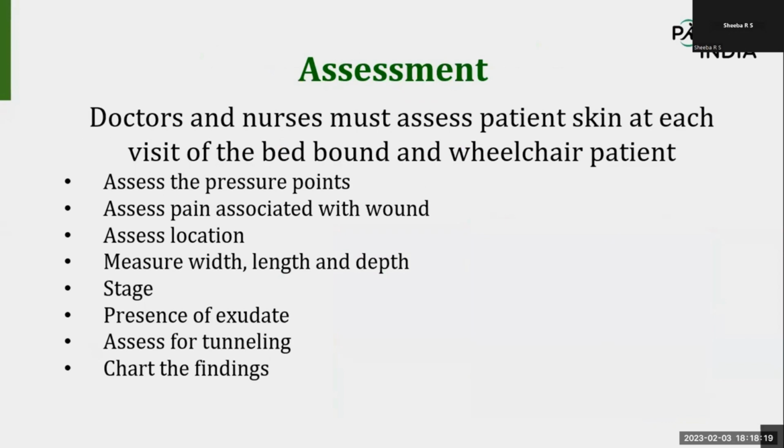Coming to the assessment, we need to assess properly, doctors or nurses. If you visit these kinds of patients, either a bedbound patient or a wheelchair patient, we have to assess properly. So what are the things we need to assess? Assess the pressure points. So we understand that now, we have learned. What are the major pressure points? You have to assess the pressure points, and also if the patient already has a pressure ulcer, you have to assess pain, whether the patient is having pain or not.